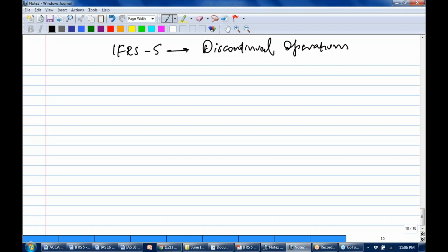Okay, particularly IFRS 5, discontinued operations. This term operations, it belongs to the income statement, discontinued operations.